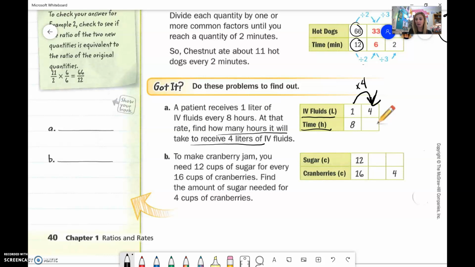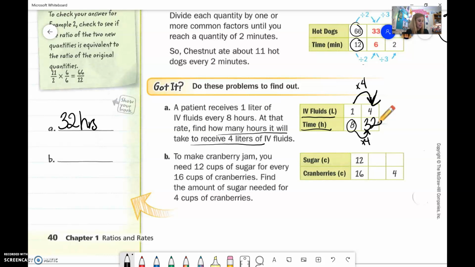So whatever I do to the bottom, I have to do to the top, or whatever I do to the top, I have to do to the bottom. So if I multiply this by 4, I must multiply this number by 4. So 8 times 4 is 32. So my answer would be 32 hours.